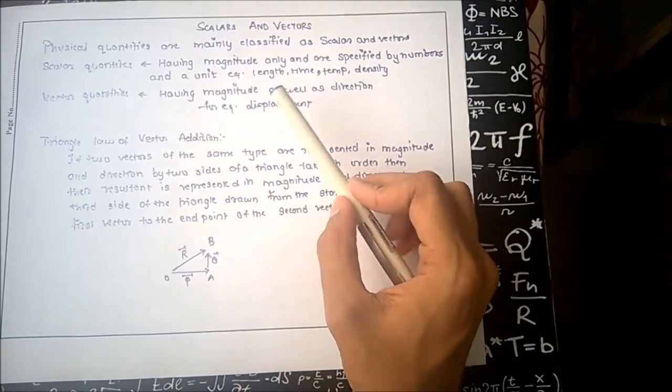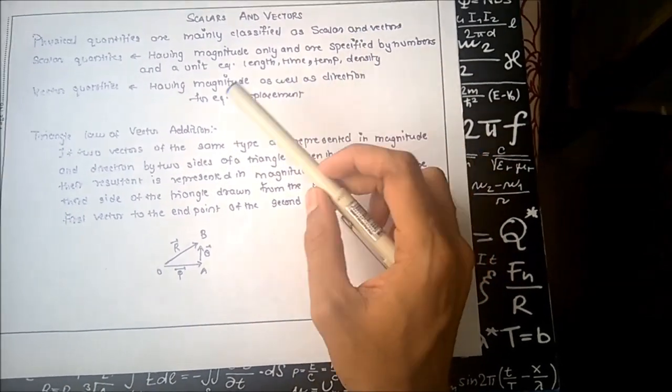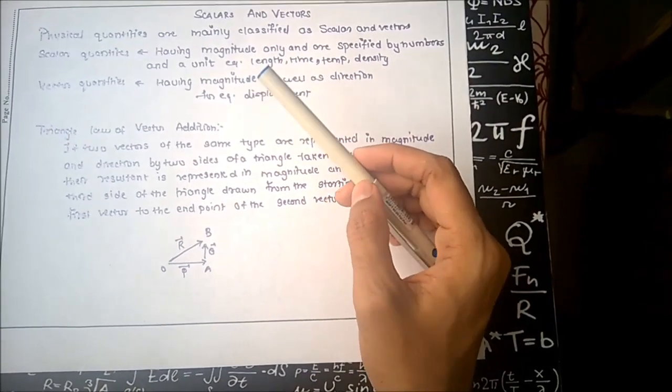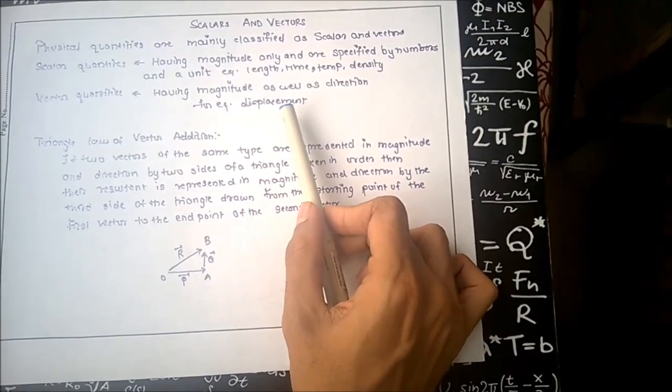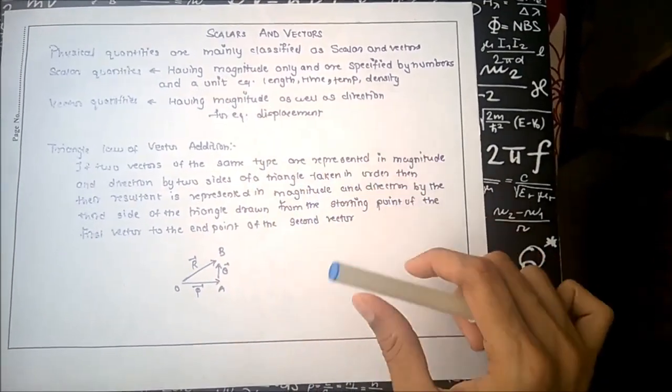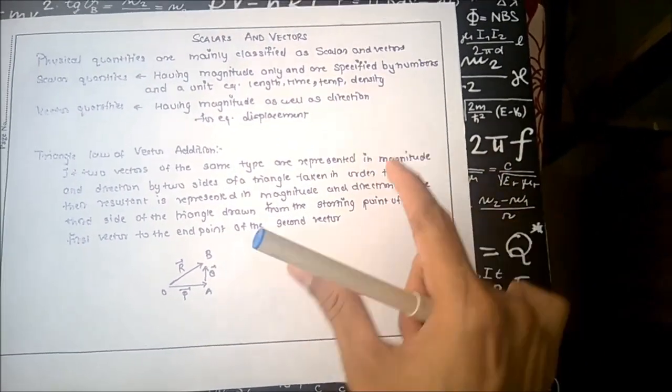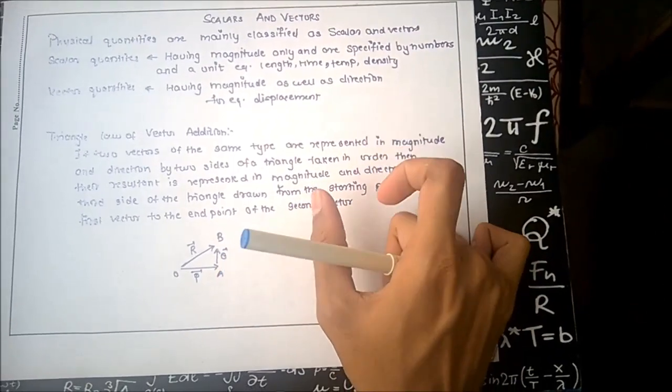Vectors have magnitude as well as direction. So in vectors we have the magnitude as well as a well-defined direction for that particular quantity. Example, displacement: we have how much displacement it is, that is the magnitude, and in which direction the displacement is, so we have the direction.